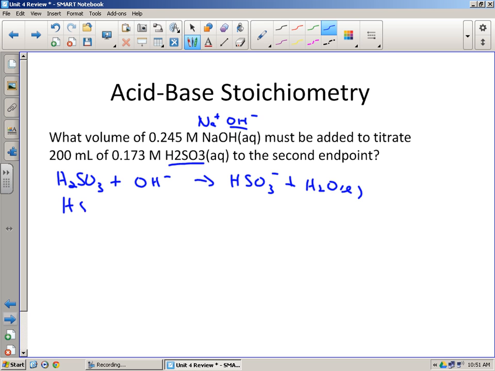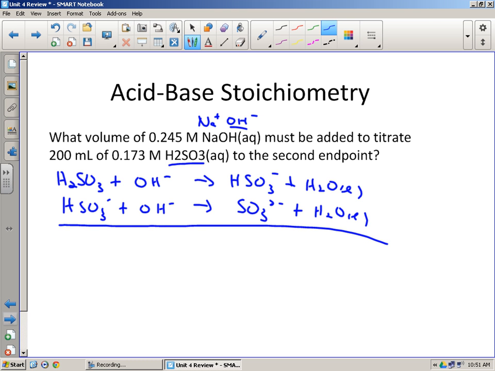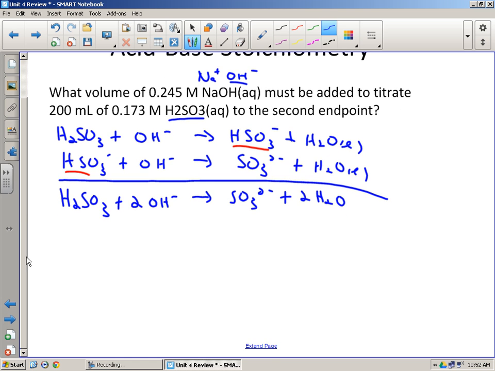Then I have HSO3 minus and hydroxide to give me SO3 2 minus and water again here. So when I add those two first endpoint, second endpoint equations up, I get a total of H2SO3 and 2 hydroxides giving me SO3 2 minus and 2 waters. And remember, that cancels with that, of course, and that's the overall net reaction that you want to be looking at. And that's important, don't forget that part.